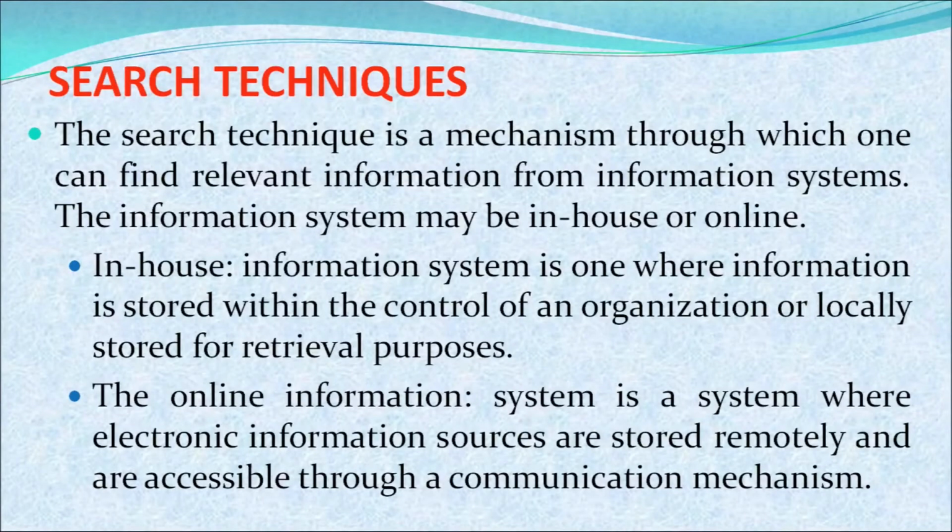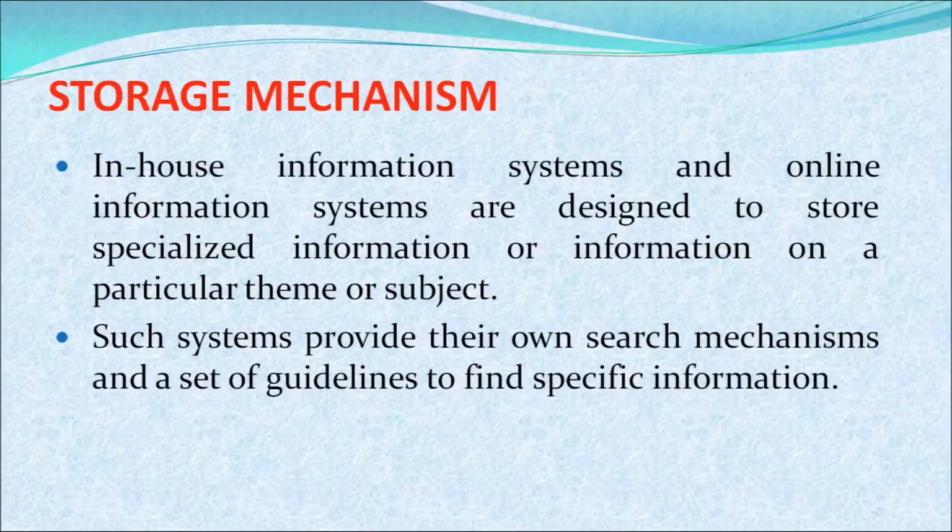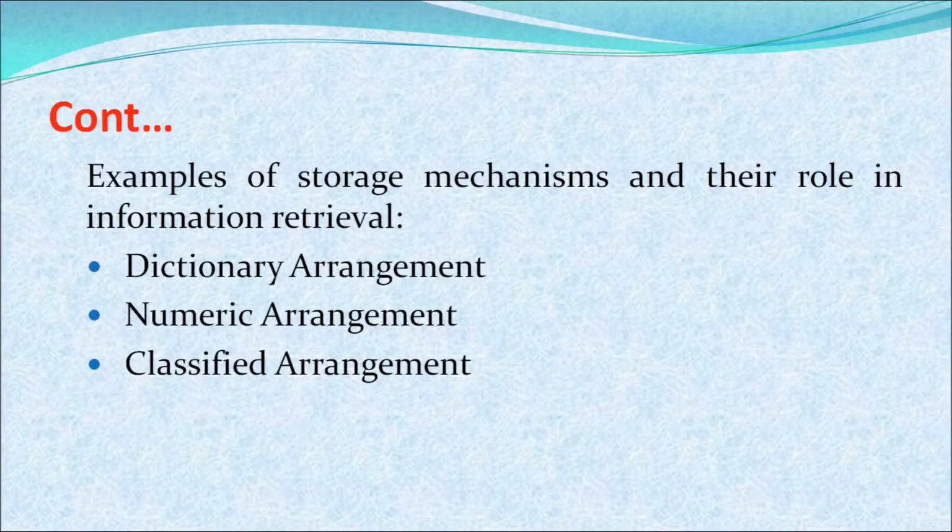An online information system is a system where electronic information sources are stored remotely and are accessible through a communication mechanism. Now we are talking about the storage mechanism. In-house information systems and online information systems are designed to store specialized information or information on a particular theme or subject. Such systems provide their own search mechanisms and a set of guidelines to find specific information. Examples of the storage mechanism and their role in information retrieval are that we can arrange them in dictionary arrangement, numeric arrangement and classified arrangement.